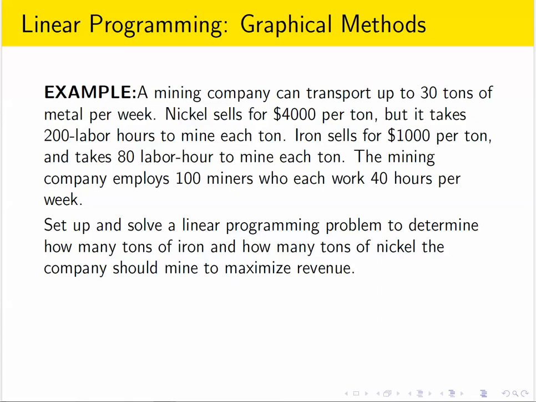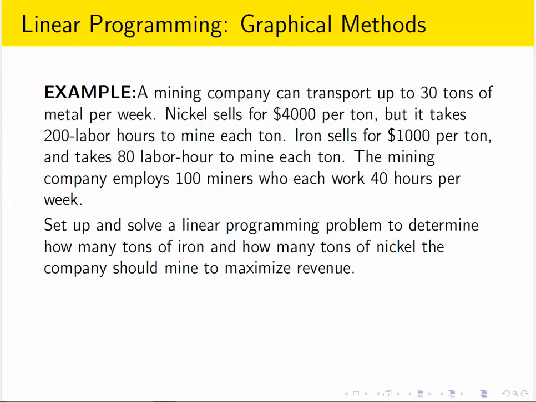Iron takes only 80 labor hours to mine 1 ton, but it only sells for $1,000 per ton. It takes less effort, but it also sells for less money. Now, the mining company has resources it can use. It has some miners who can each work 40 hours per week. And it also is limited in how much it can transport. It can only transport up to 30 tons of metal per week.